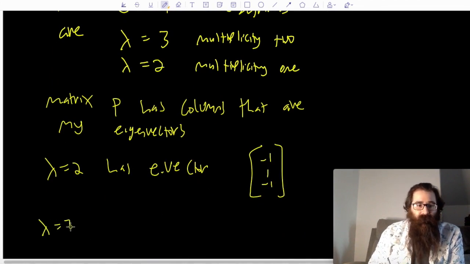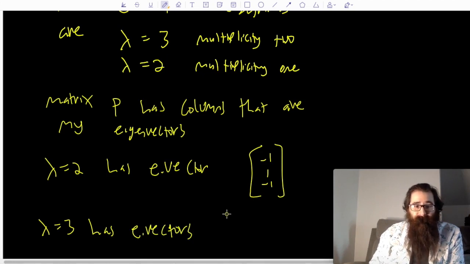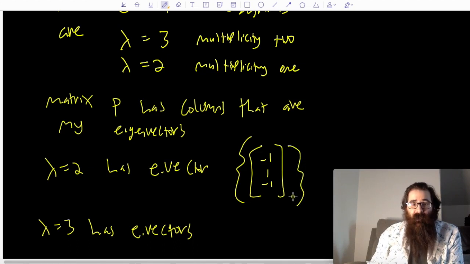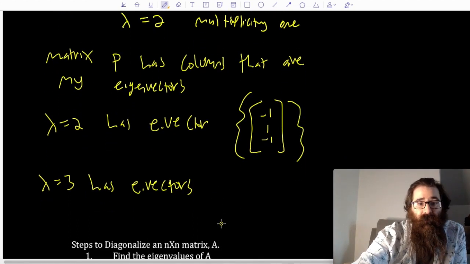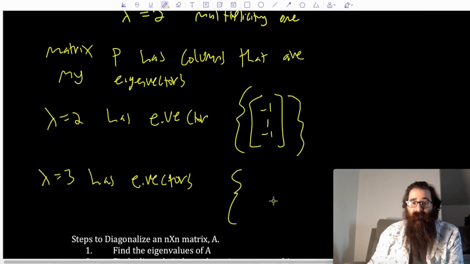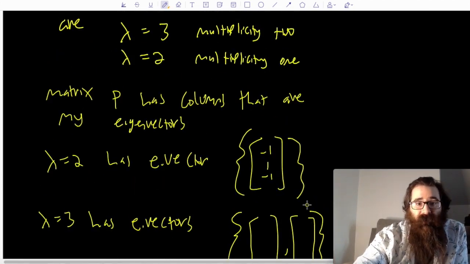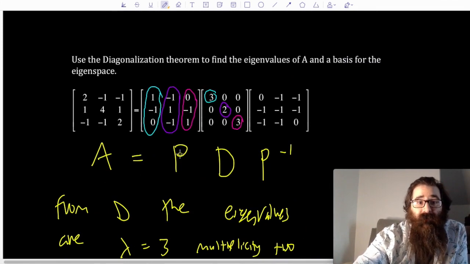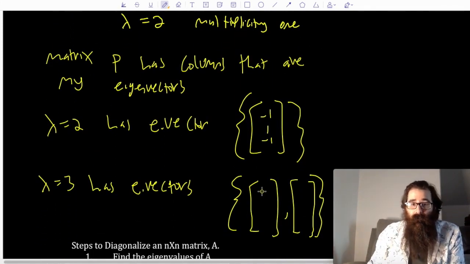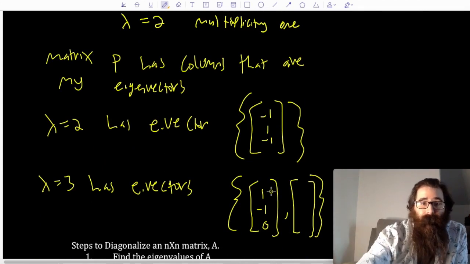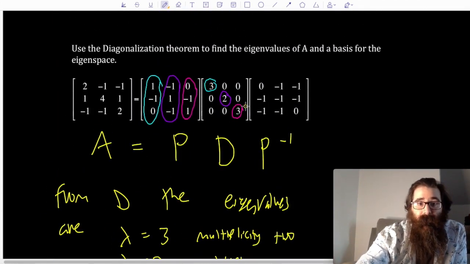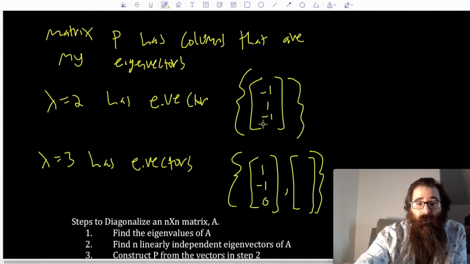And then we had lambda equals 3 has eigenvectors. And if I want to make these into sets, if I'm talking about building a basis for an eigenspace, and this is going to be, because lambda equals 3 had 2 eigenvectors. And what were those eigenvectors? It was 1, -1, 0 was one of them, corresponding to the eigenvalue of 3. But then also in the last column, corresponding to the eigenvalue of 3, 0, -1, 1.